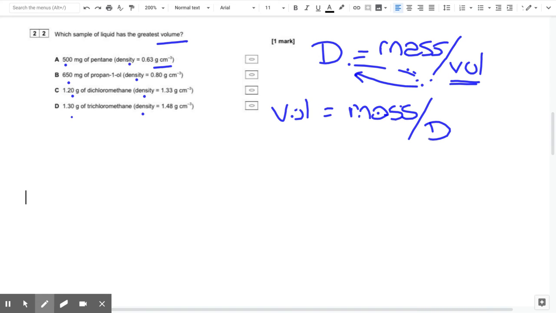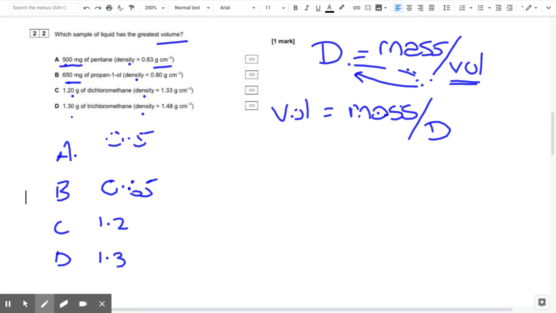So in each of the examples, if we go A, B, C, and then D, A has a mass of 500 milligrams, so this is where they made the question slightly more complicated, because they're giving you two values in milligrams. So the 1000 milligrams being 1 gram, we know that the mass in A is 0.5, now the mass in B is 0.65, in C it's 1.2, giving us a usual unit of mass this time, and for D it's 1.3.